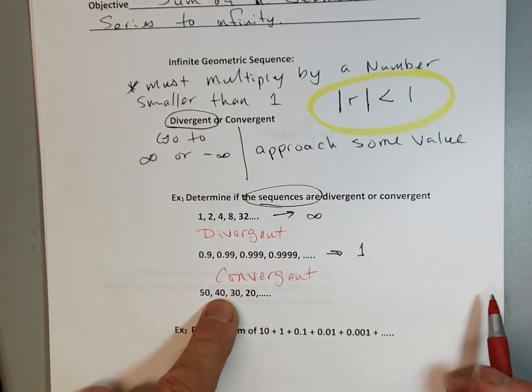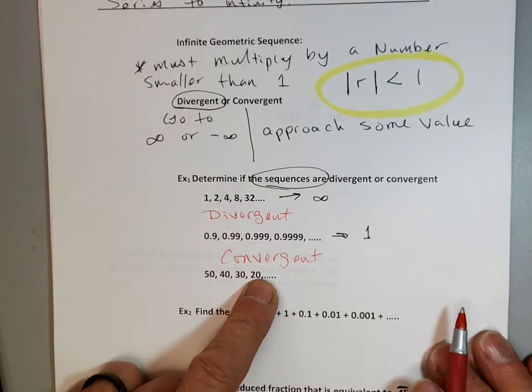How about this one? 50, 40, 30, 20. Now, this is a little bit of a trick question. Don't be tricked, but what do you think?